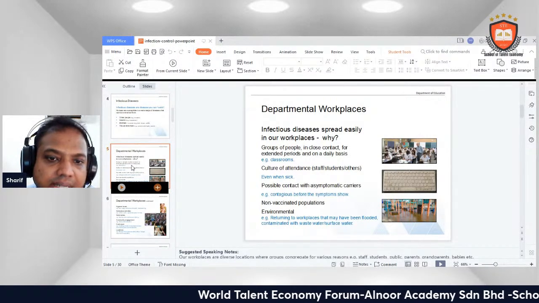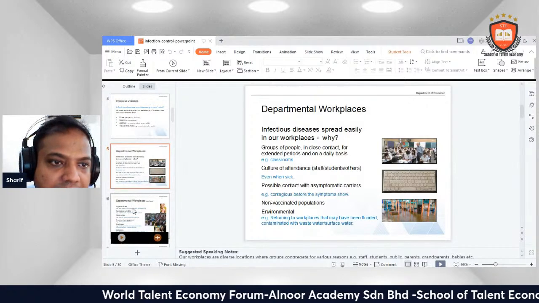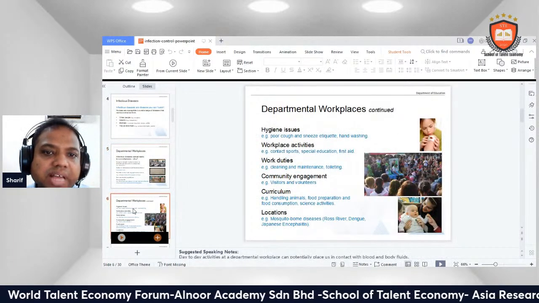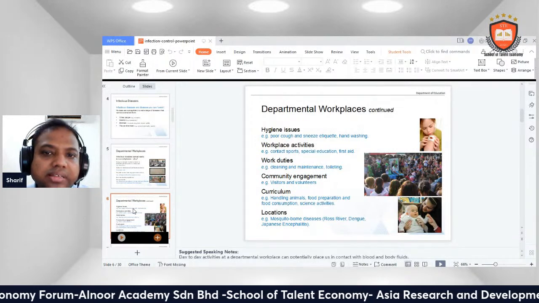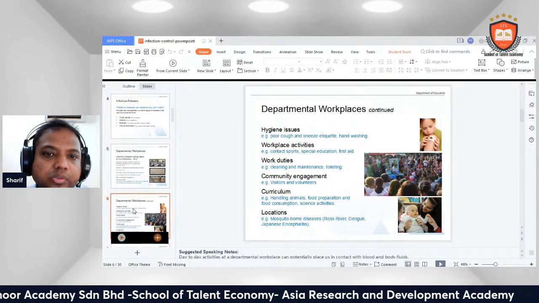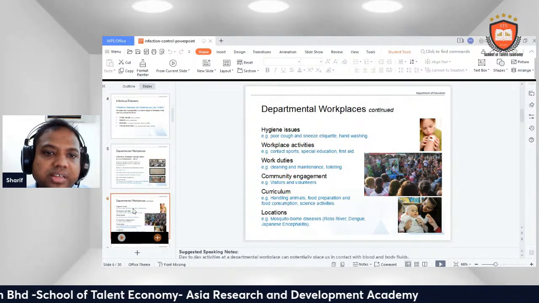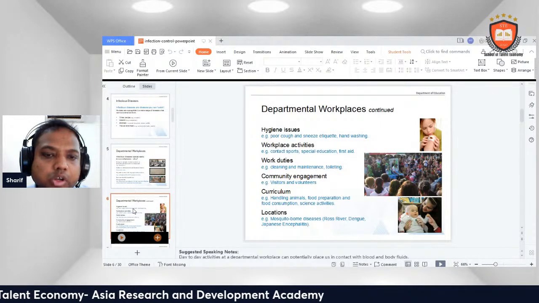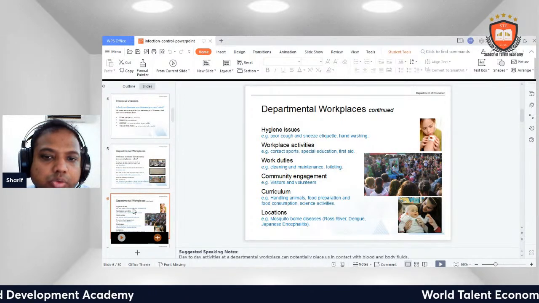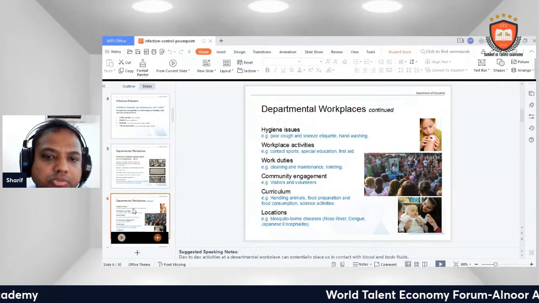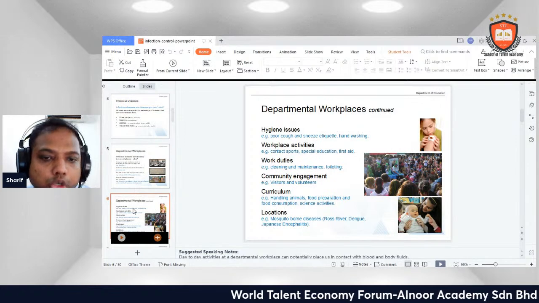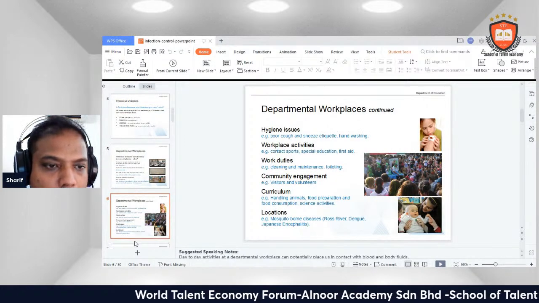asymptomatic carriers, non-vaccinated populations, and the environment. Departmental workplace hygiene issues include poor cough and sneeze etiquette and hand washing. Workplace activities include contact sports, special education settings, work duties, cleaning and maintenance, toileting, community engagement, visitors and volunteers, curriculum, handling animals, food preparation and food consumption, science activities, location, and mosquito-borne disease.